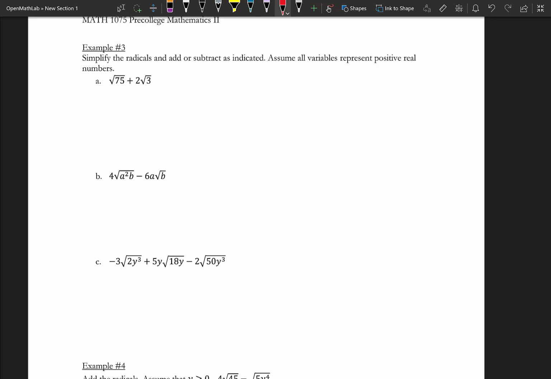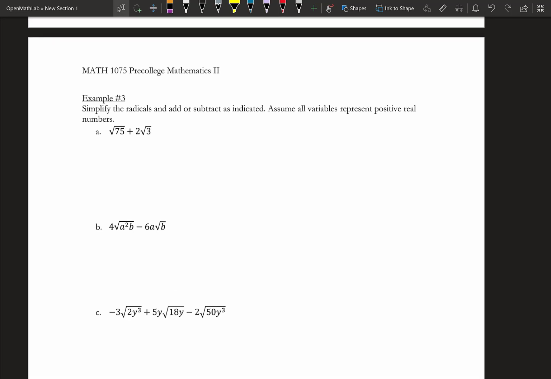Like if you look at part A, the first radicand is 75, and then we're adding it with something with a radicand of 3, so those don't match. So we can't add those the way that they are, right? So the very first thing that I'm thinking about is what's the prime factorization of 75? Right? So 75 is equal to 5 times 15, right? So 5's prime, and 15 is 3 times 5.